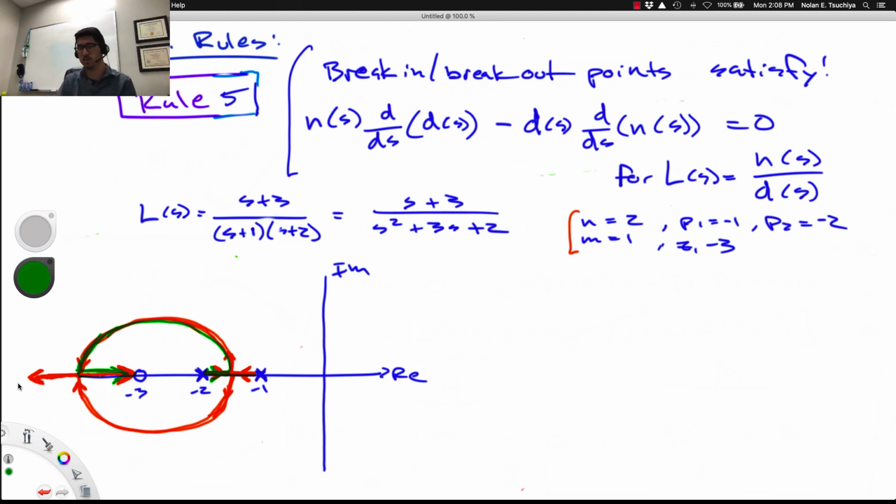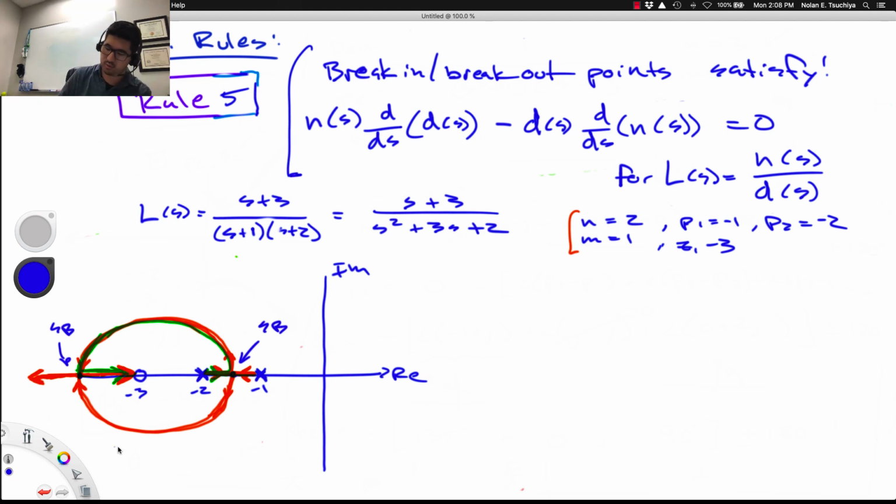They always represent two poles of L of S. They're always going to exist as a function of increasing k. The point I'm trying to make here is that these points here are called break-in, break-out points. Right? So the branches either break out from the real axis or they break in to the real axis. And finally, rule 5 is a way to compute those break-in, break-out points.